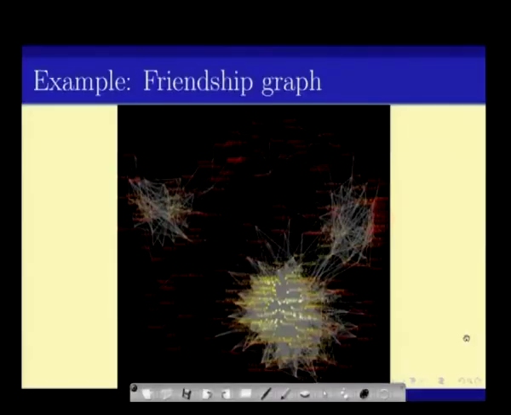And once we have that, we can use our understanding of graphs to understand how Facebook is behaving. So, here is an example of a friendship graph. It is a real example of a friendship graph.